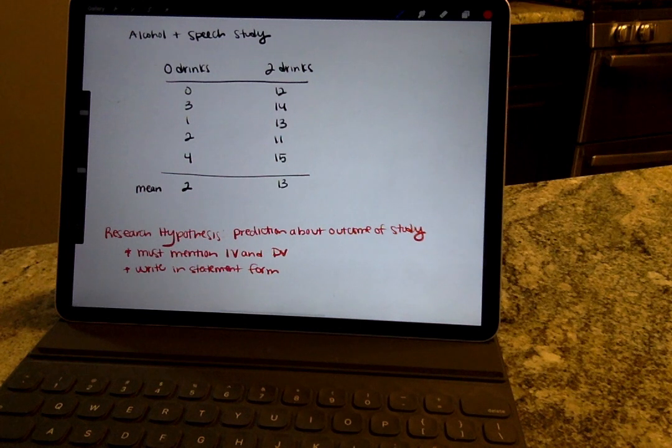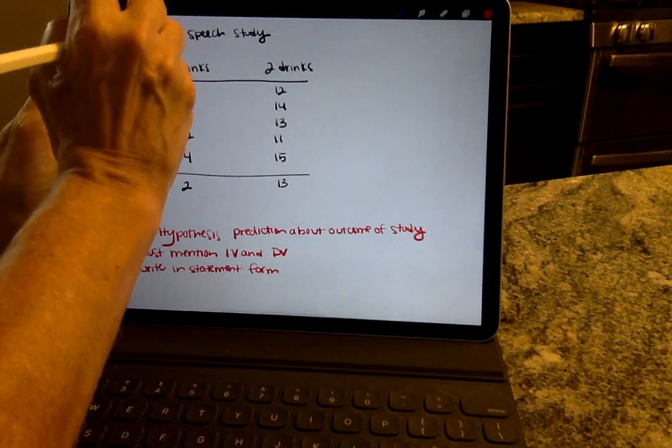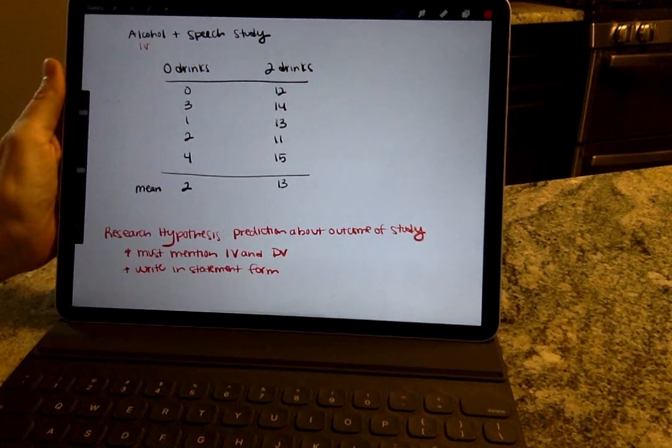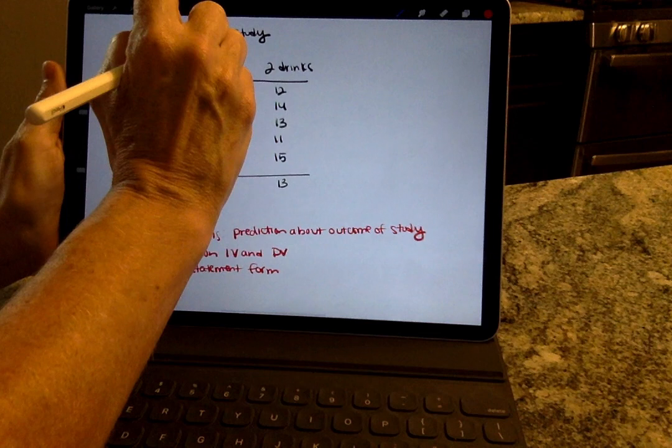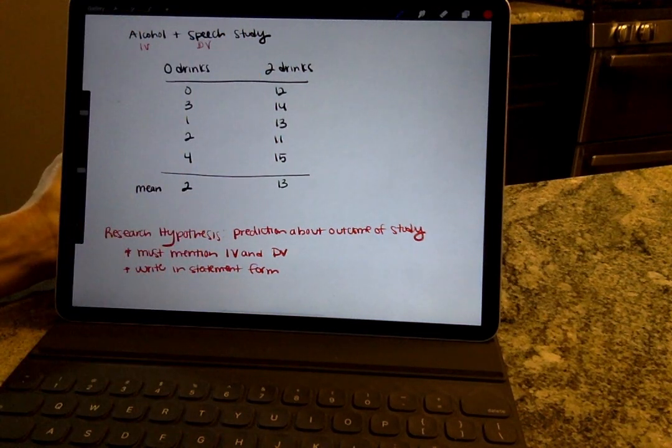So in this study, which variable is the cause? Is alcohol the cause or is speech the cause? And hopefully you guys can all agree with me that alcohol is the cause, which makes speech the effect. All right, so alcohol is our independent and speech is our dependent.